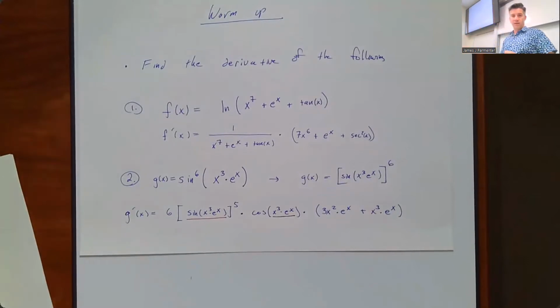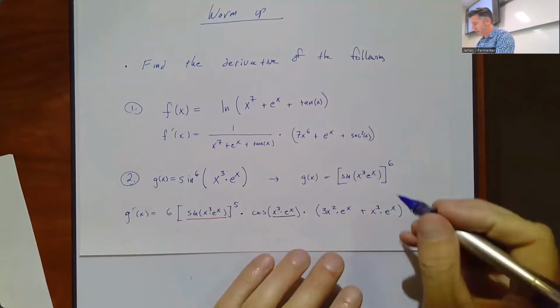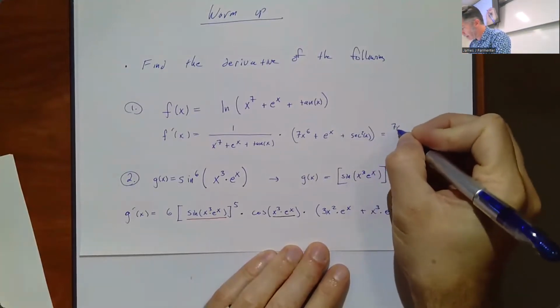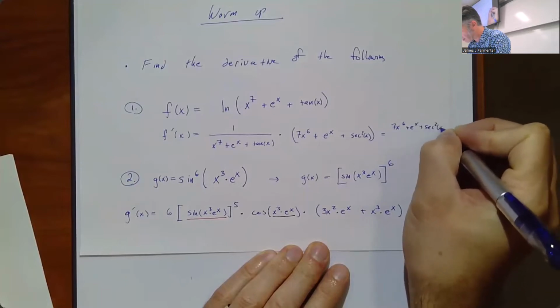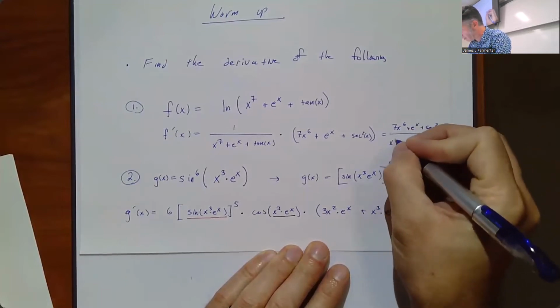I kind of like to write it out to the side because I feel like it emphasizes the chain rule nature of the problem, which is that you do the outer derivative, you leave the insides alone, and then after that you multiply by the derivative of the inside. But yes, you could totally rewrite this as 7x to the 6th plus e to the x plus secant squared of x, all divided by x to the 7th.